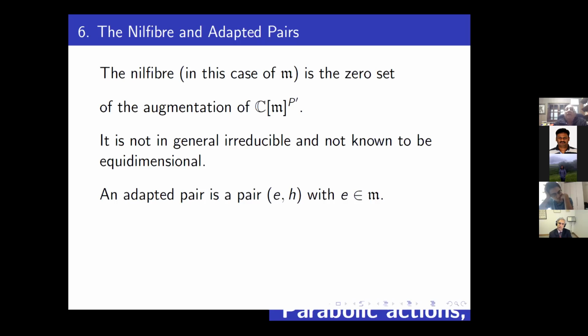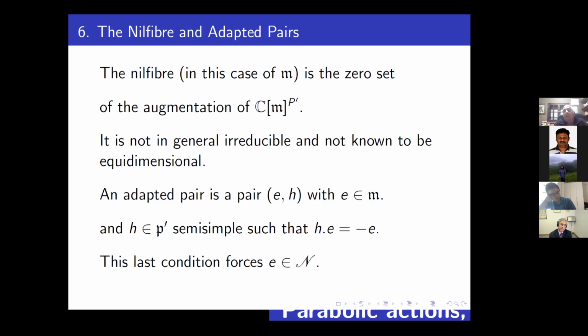So roughly speaking, you should have a Weierstrass section for each component of the nilfibre. And how to construct them? Well, the method used by Kostant and by Weinberg and Popov, and later by myself, was to write down an adapted pair. What is that? It's a pair E and H, with E in M in this case, and H a semisimple element of P prime. You can think of it as being in the Cartan, such that E is an eigenvector of eigenvalue, which I should just choose to be -1.